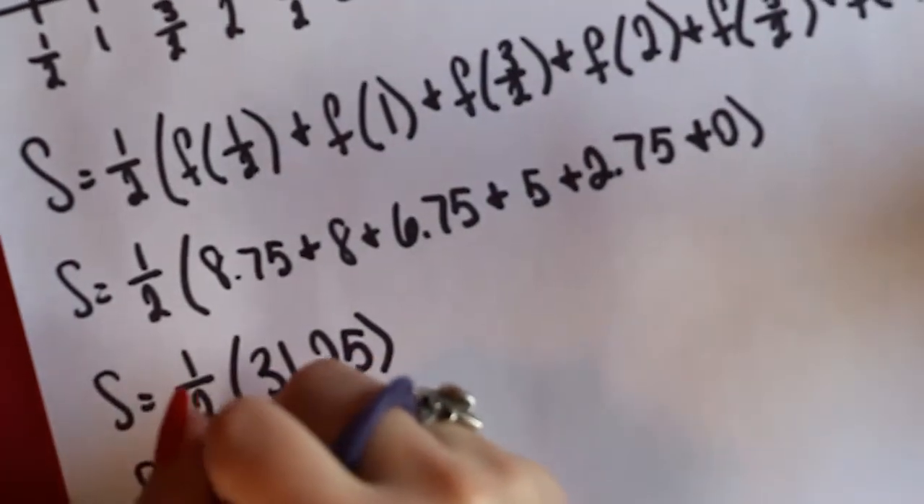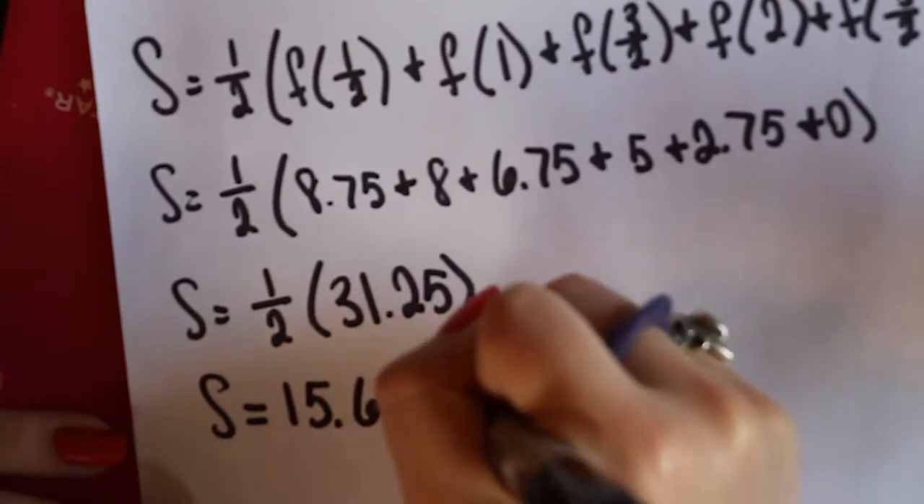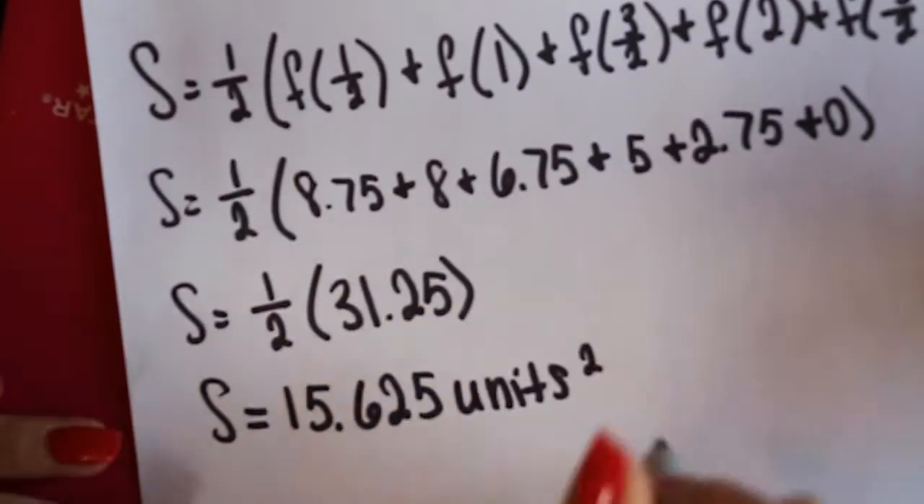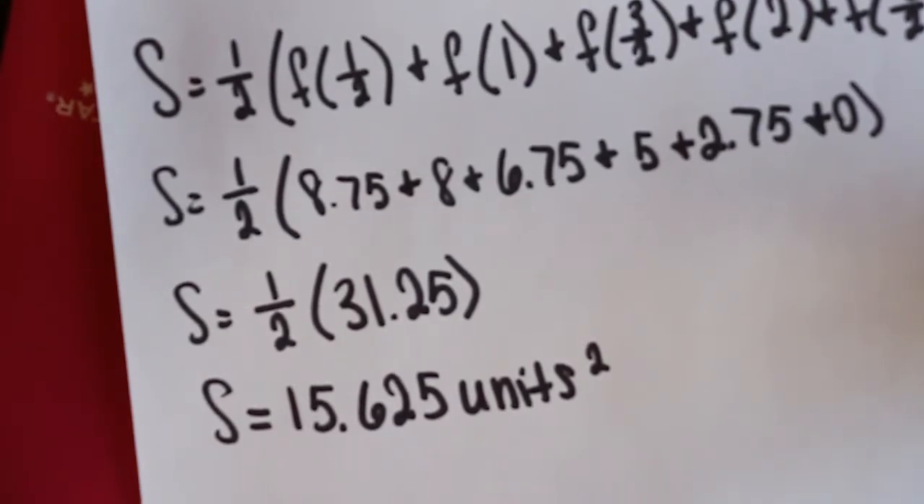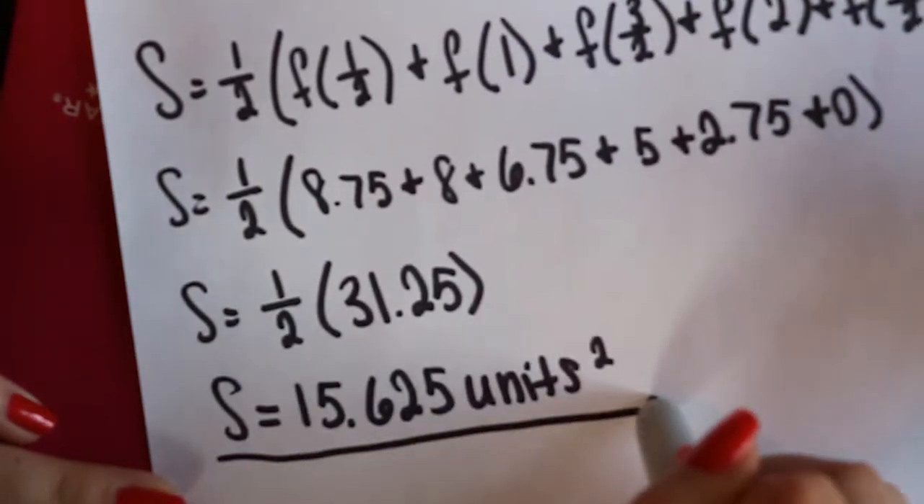Then add up the area of all of the rectangles, and then we're going to come up with an approximate area of... Drum roll, please. 15.625 units squared, and because it's area, we have to have that squared on.